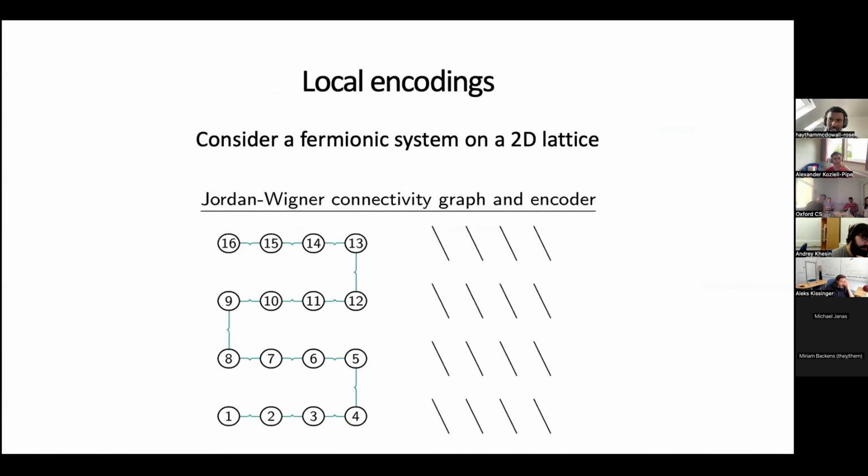Let's look at this example. We've got a fermionic system which is on a 2D lattice, and what that means.